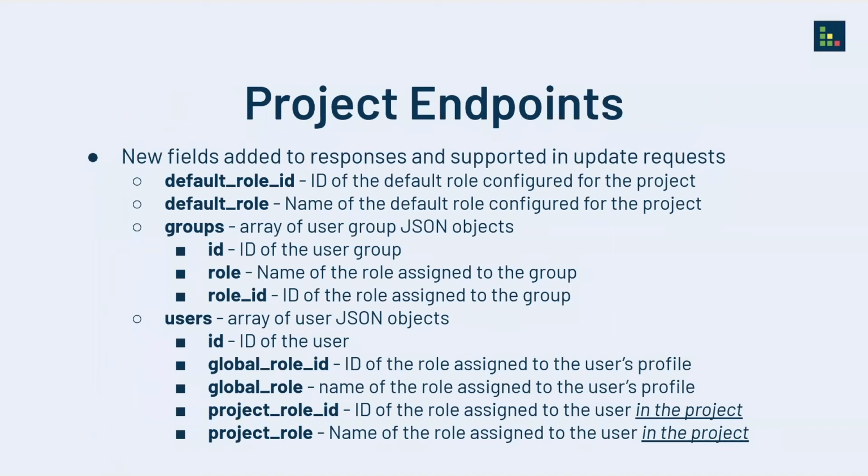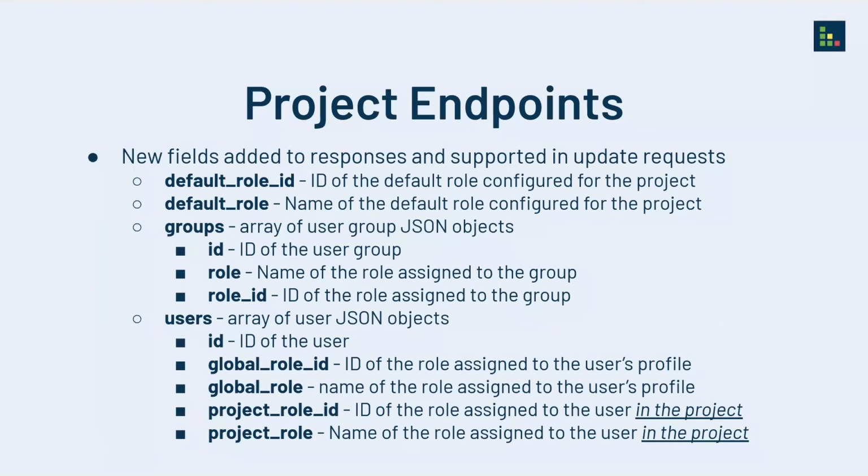For project endpoints, we've added a few new fields as well. We added a default role ID, so you can see the default role permission configured for the project. We've also added the default role name. It just corresponds to the ID, but the name just helps with usability, so you don't need to pull the roles endpoint through the API to determine what the name of the role is, so you can just see it immediately.